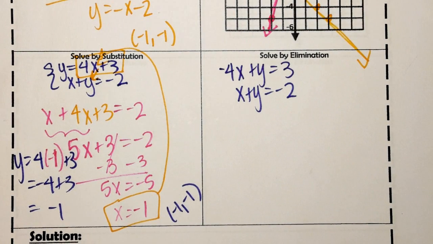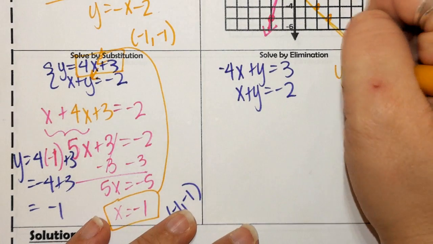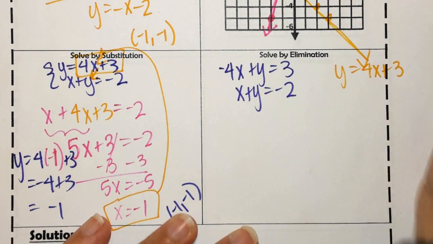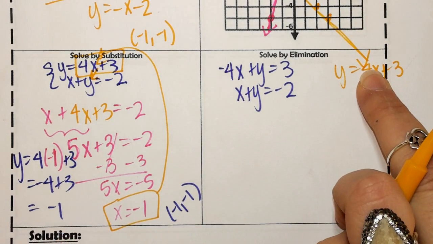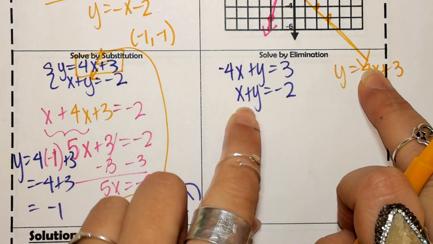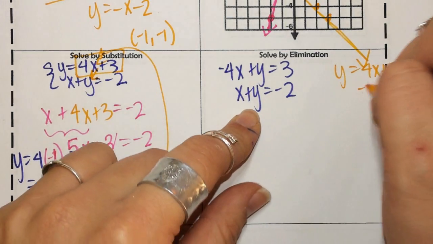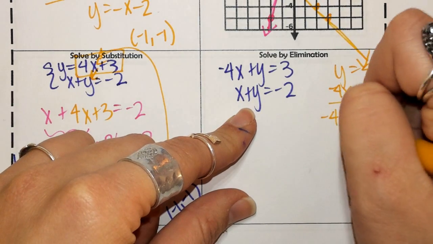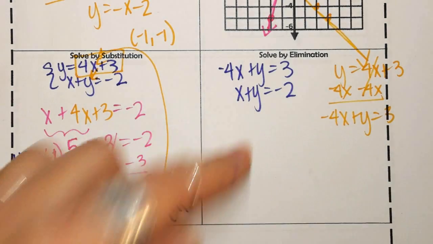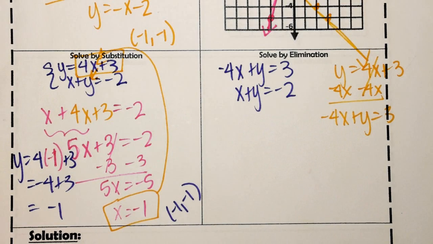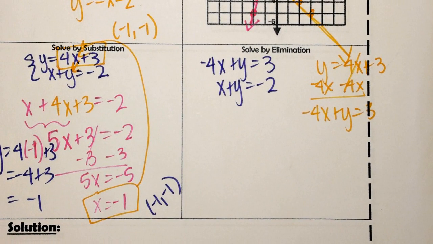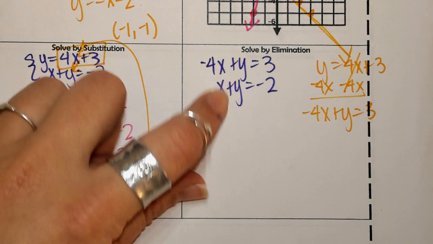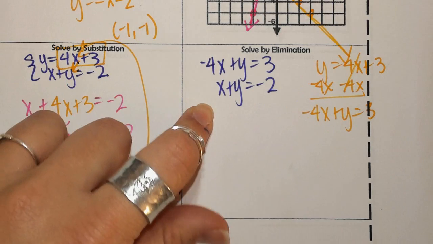Okay, so my first equation was y equals 4x plus 3, correct? Now, I want to have my x and y on the same side, because my x and y are on the same side here. So I would subtract 4x, and that would give me negative 4x plus y equals 3. So that's how we got that. Alright, now our y's are on top of each other, our x's are on top of each other.